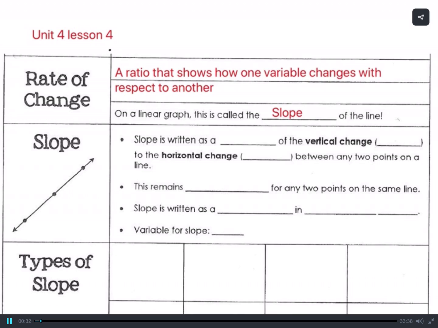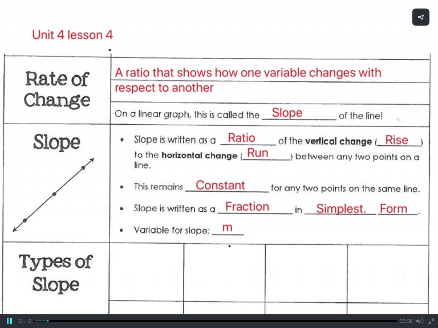The slope is going to be written as a ratio of the vertical change, which will be rise, to the horizontal change, which will be the run, between any 2 points on a line. Okay, so our ratio is comparing the rise to the run between any 2 points on a line. This remains constant or the same for any 2 points on the same line. Slope is written as a fraction in simplest form, and the variable that we use for slope is m.